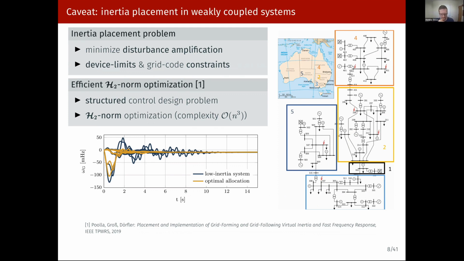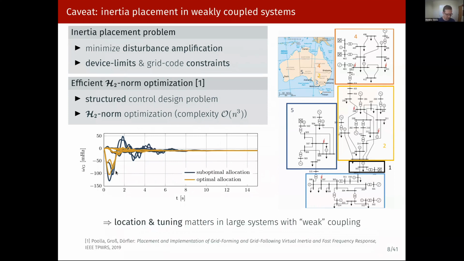But the problem is this: the total inertia in the system is not really a good metric anymore. So if I take the same amount of inertia devices that I've used for this optimal allocation here and put it in a suboptimal location, then I get this blue response here. And you see this is almost as bad as the original low inertia system.